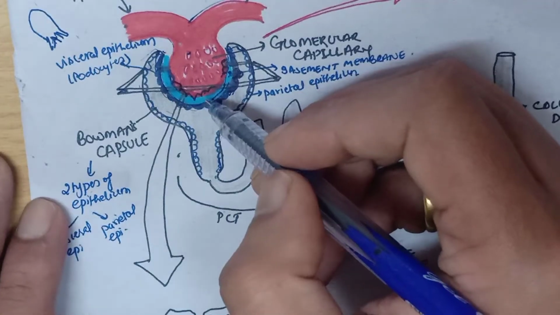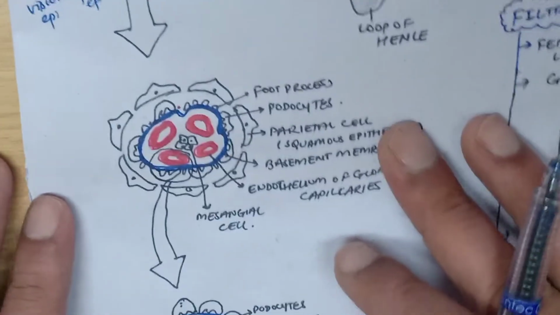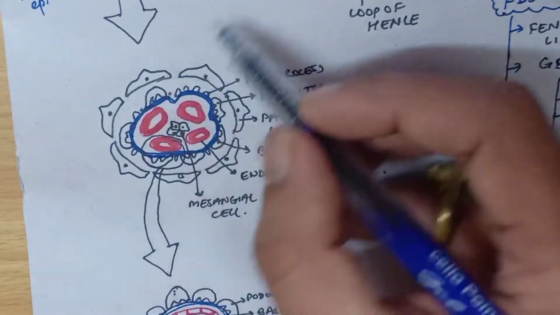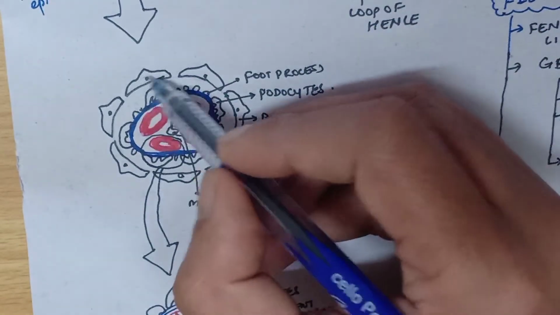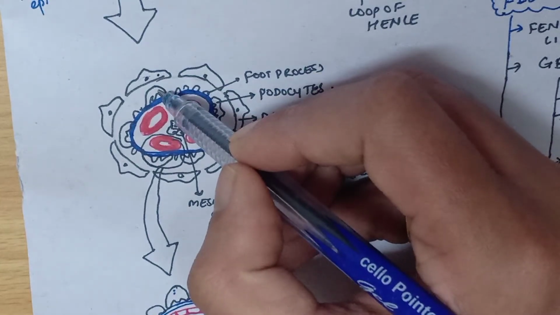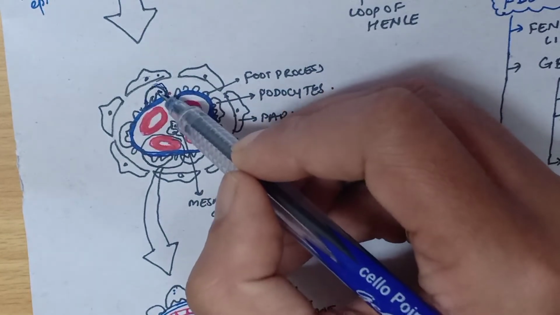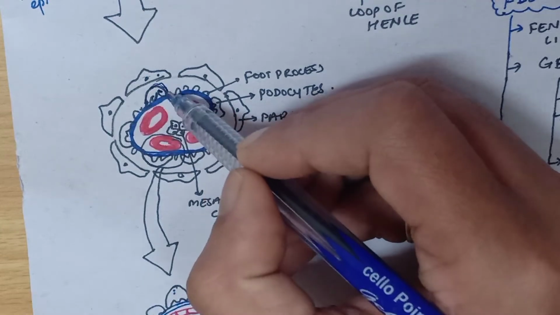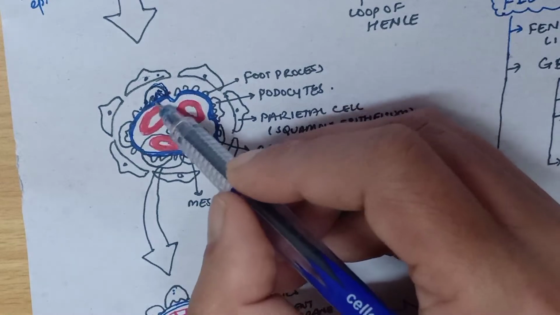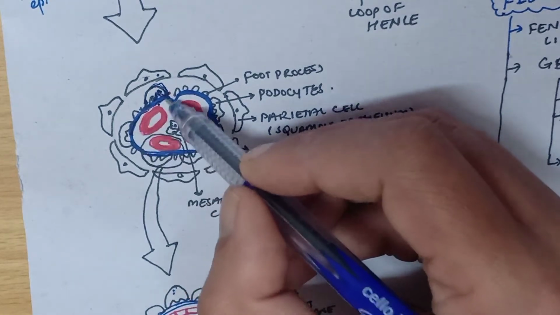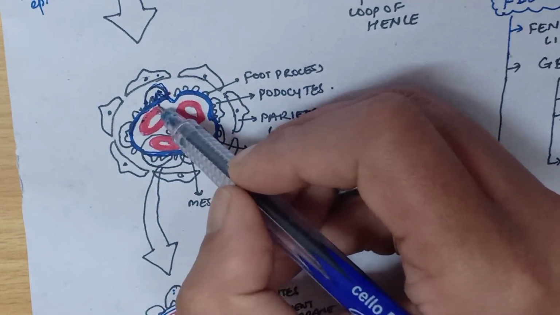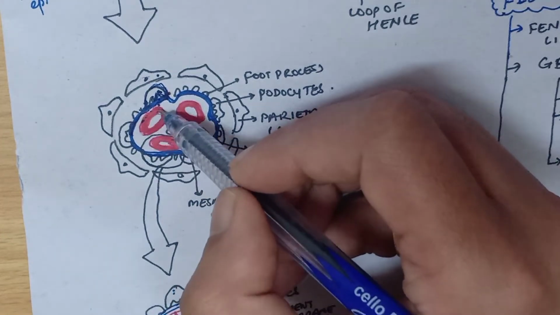When we look at this in the microscope, we get parietal epithelial cells on the outer side, which is followed by visceral epithelial cells. These visceral epithelial cells are known as the podocytes, and they have foot-like processes. And the blue one is the basement membrane, and adjacent to it is the endothelium on the inner side.